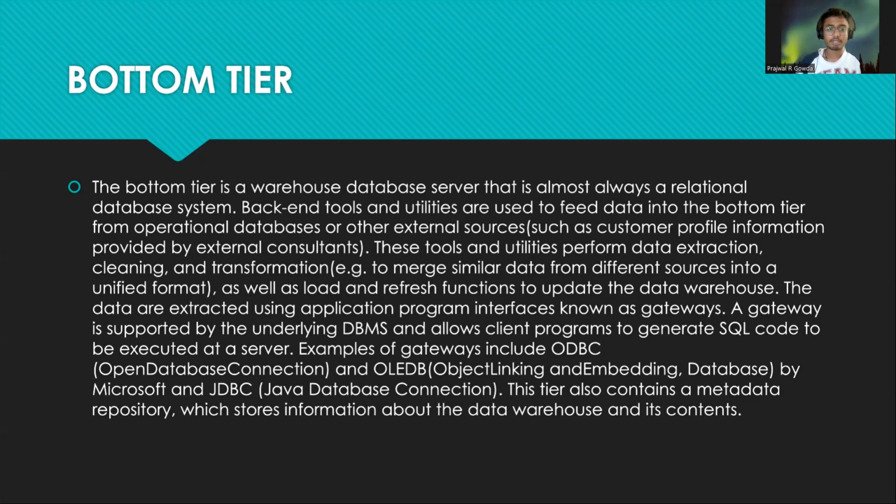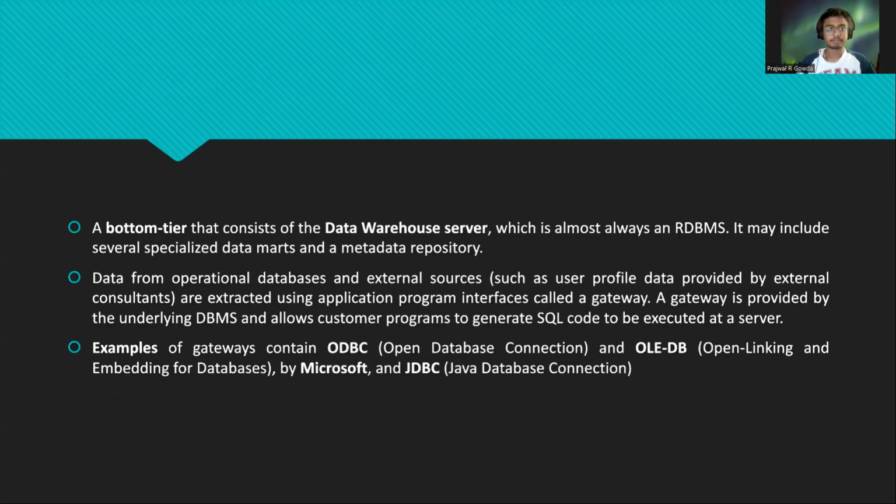The data are extracted using application program interfaces known as gateways. A gateway is supported by the underlying DBMS and allows client programs to generate SQL code to be executed at a server. Examples of gateways include ODBC and OLEDB. The bottom tier consists of a data warehouse server, which is almost always an RDBMS. It may include several specialized data marts and a metadata repository.